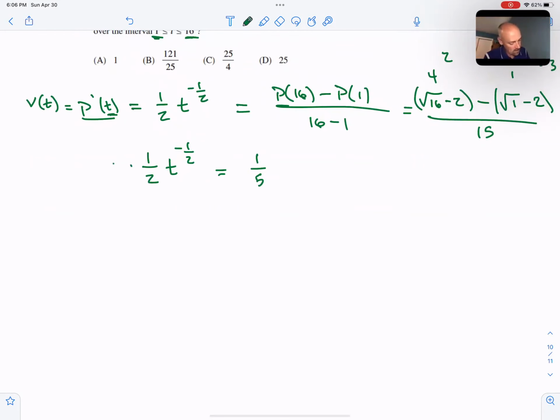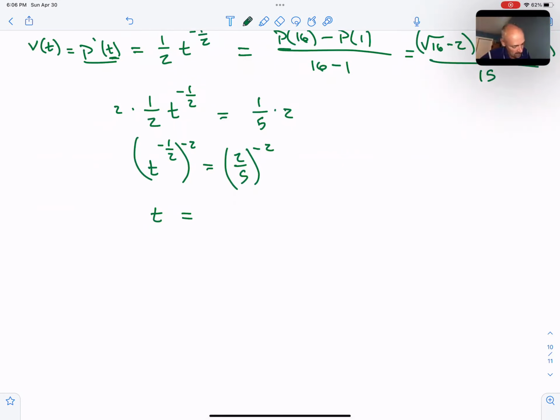Okay. Now I'm just going to solve for t. So I'm going to multiply both sides by 2. So t to the negative 1/2 is equal to 2/5. And now I just want t. Well, I'd like it to be t to the first. And so I'm going to raise this to the negative second power, because negative 1/2 times negative 2 is going to be positive 1. So I'm going to get t to the first on the left side. What I do on the left, I got to do on the right. Well, that negative is going to flip it. So I'm going to have 5 over 2 squared. So that's going to be 25/4.